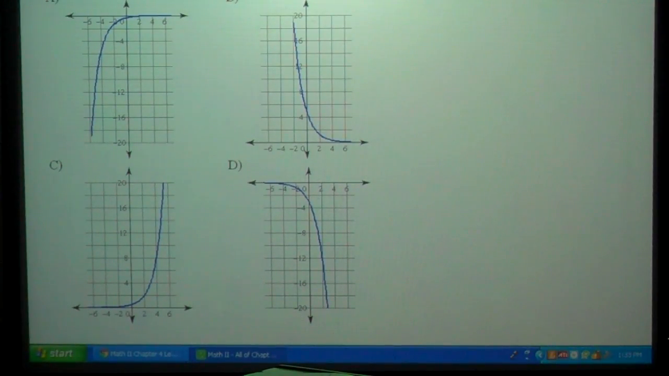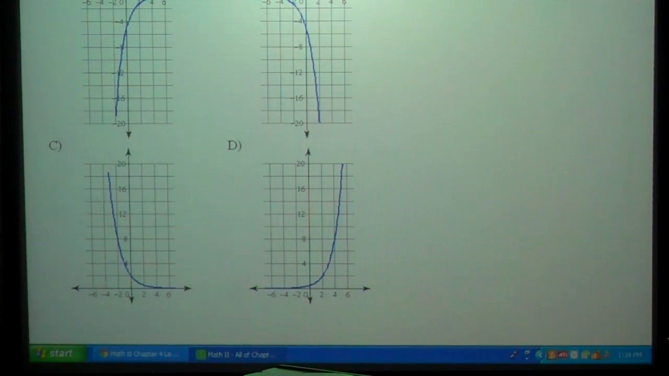Y equals 5 times 1/2 raised to the x. First question you should ask yourself is, is this exponential growth or exponential decay? Then you should ask yourself, is it inverted or not? Then you should ask yourself, what value do I plug in to make this 0? And when I plug in 0, what value do I get? This gives you an answer of B. When you plug in 0, you get 5, and you can see right here it's crossing at 0, 5.